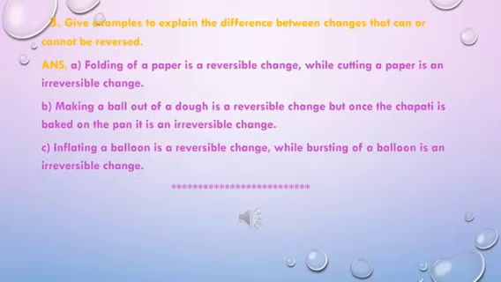B, or the second example, making a ball out of a dough is a reversible change. But once the chapati or roti is baked on the pan, it is an irreversible change. Third, or C point, inflating a balloon is a reversible change, while bursting of a balloon is an irreversible change.